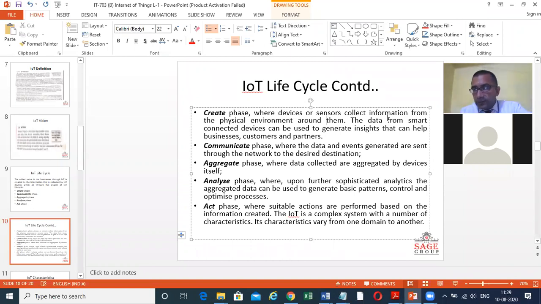And see, the first thing is the create phase. My soil moisture sensor takes the reading, meaning it collects the information from the physical environment. That is the create phase. Now communicate. That collected data has been communicated to the cloud server. Cloud server means just like a database where I will put the data. That data has been sent to the cloud server over the network, with the help of a microcontroller.